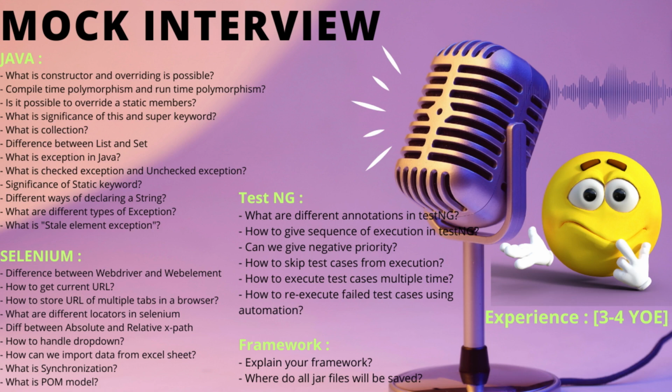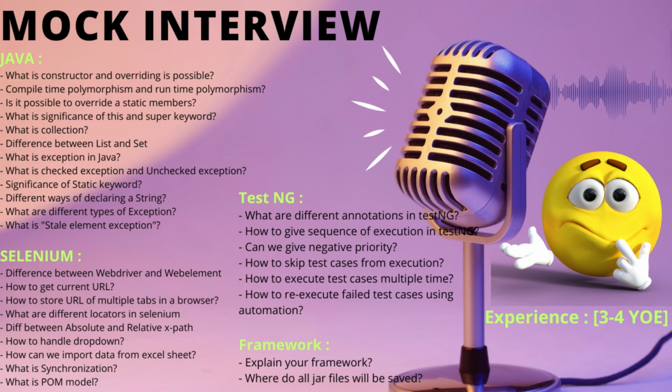What are the different locators in Selenium? Different locators: tag name, ID, name, then we have link text, partial link text, class name, and XPath, CSS. Which one is faster? It is ID.